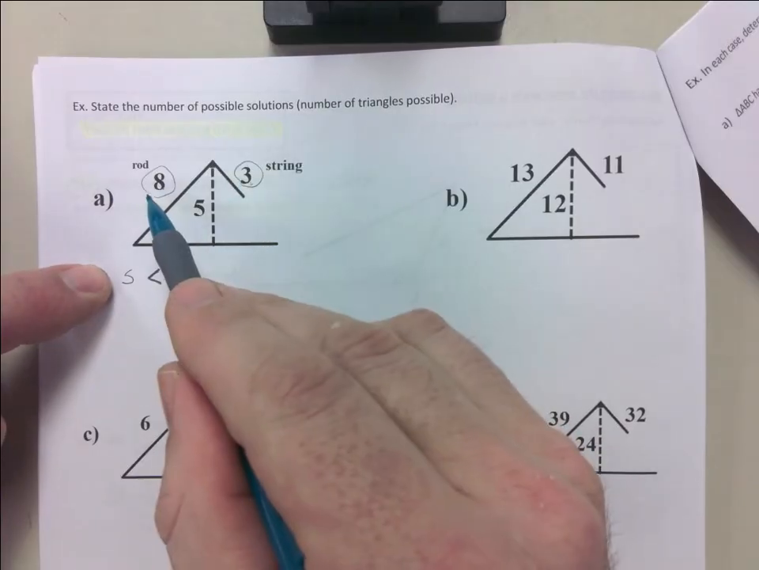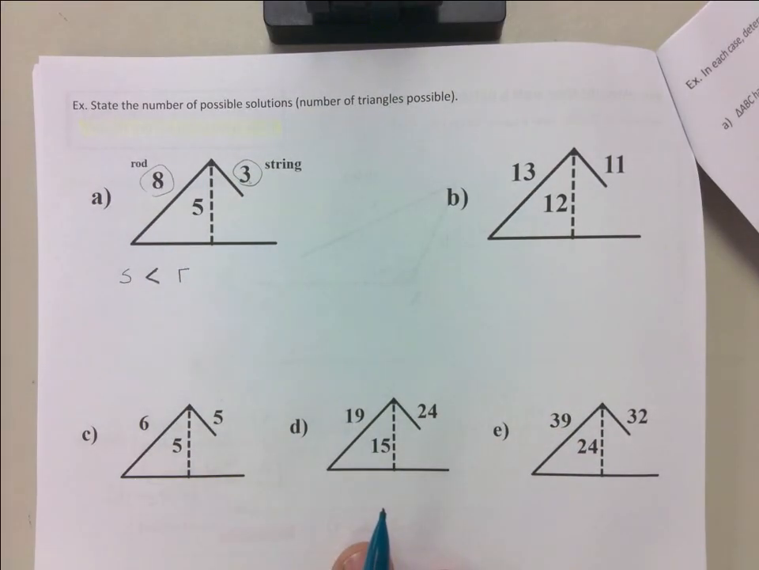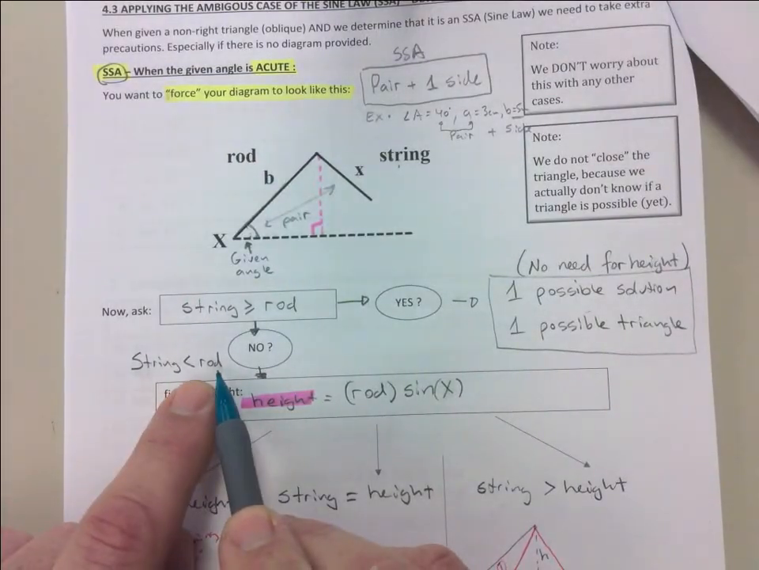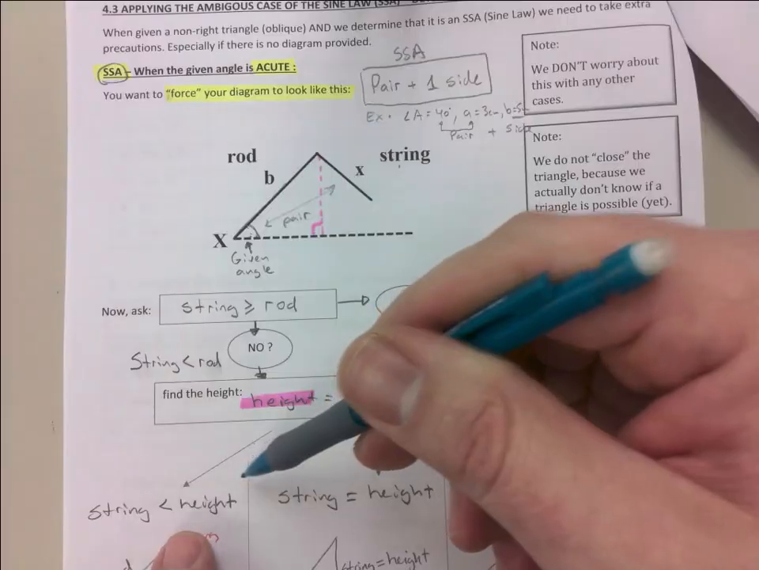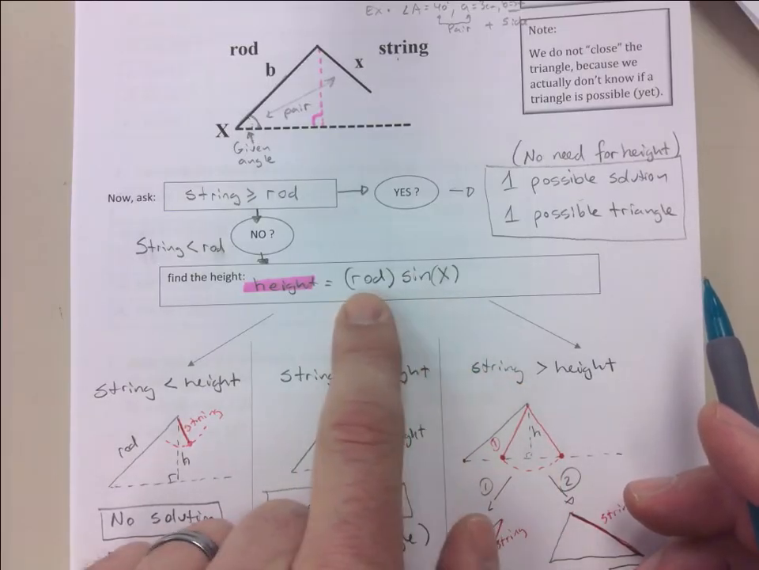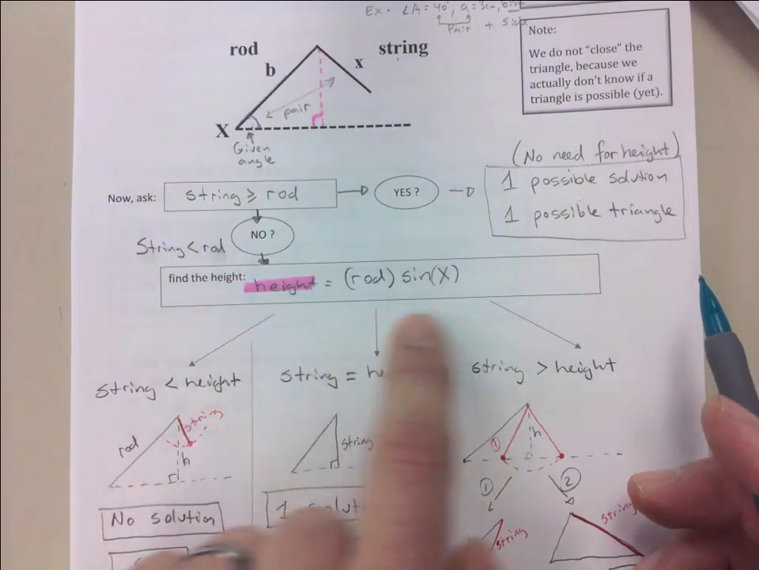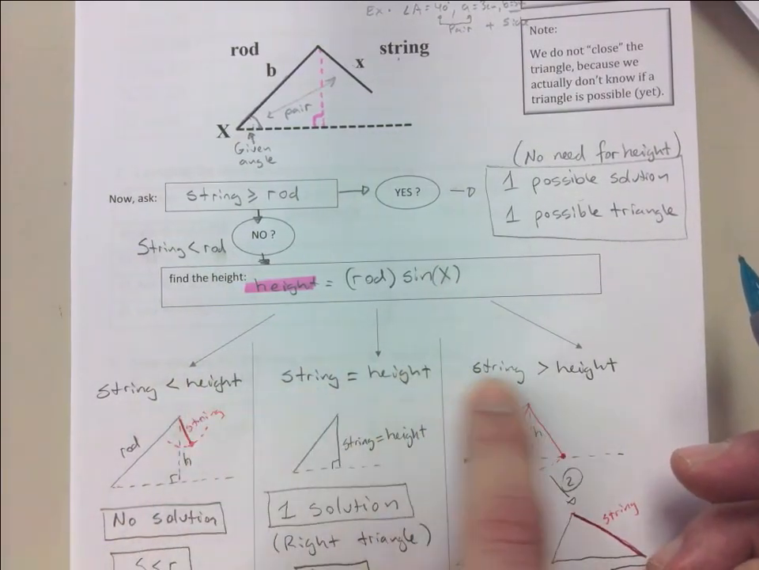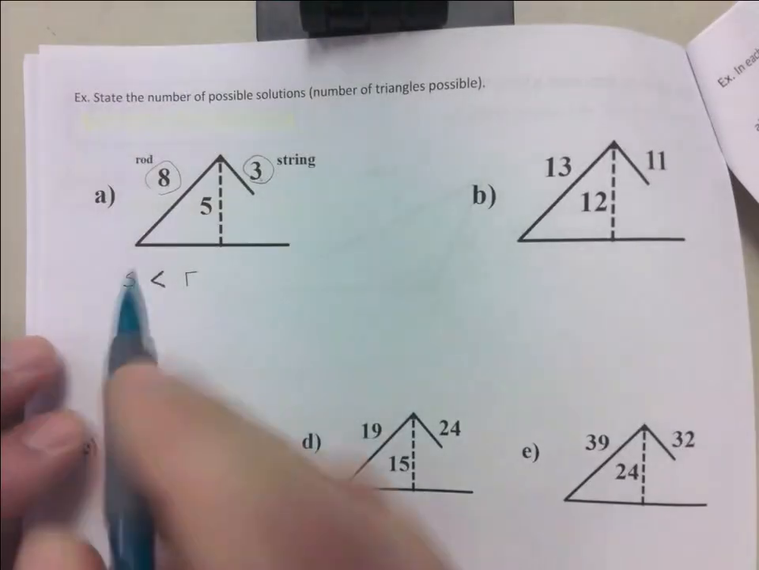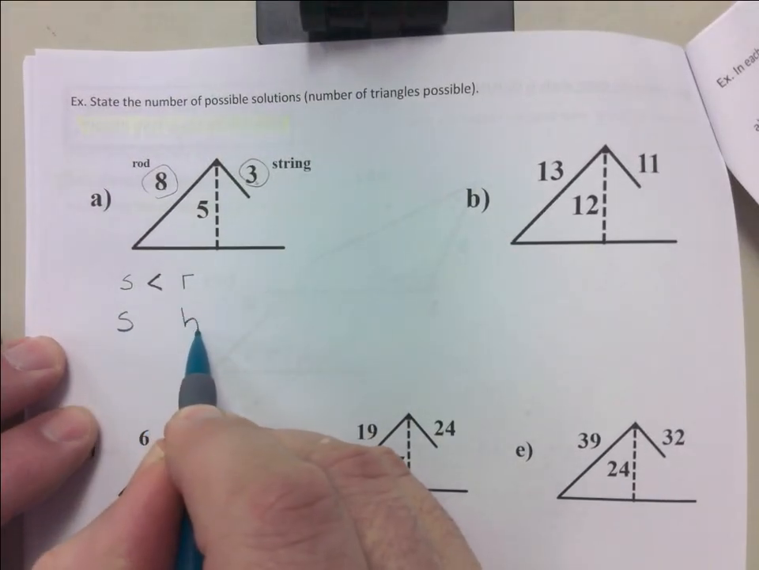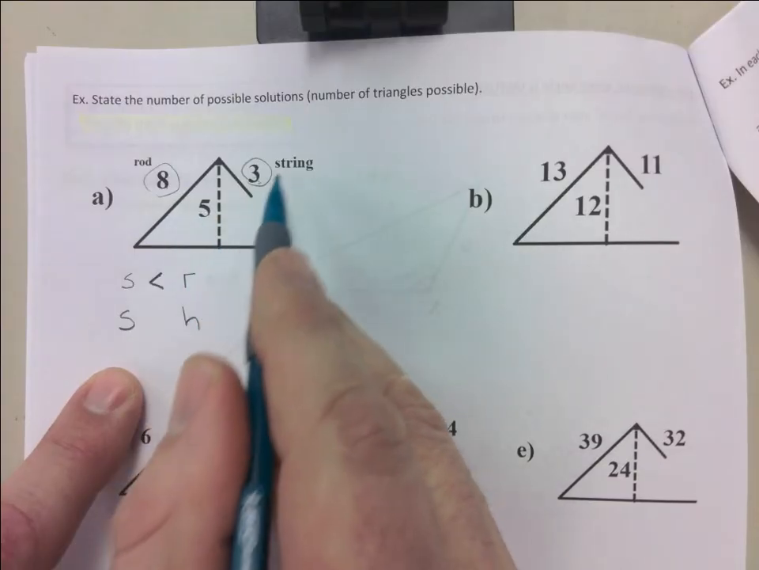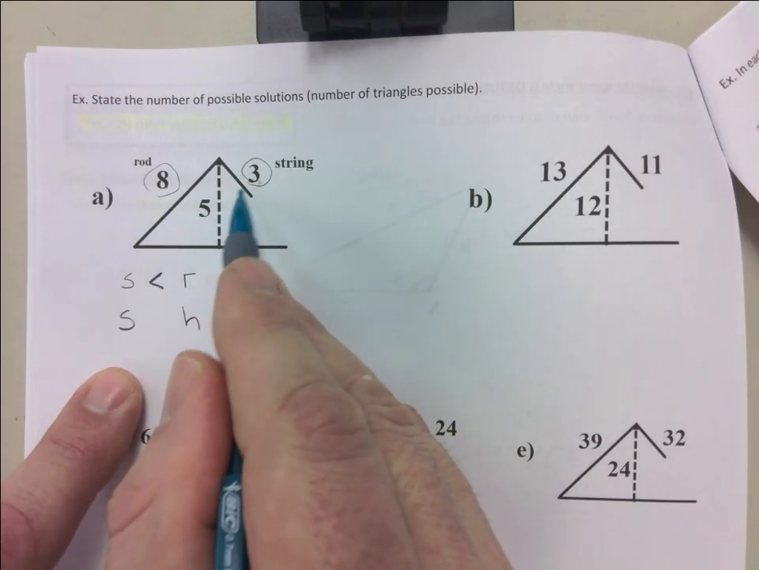If the string is shorter than the rod, I'm going to take you back to 103. If the string is shorter than the rod, then you have to compare the string to the height now. I already calculated the height for you, so you don't need to do this part. You just need to tell me in which of these three camps we fall. We're going to now compare the string and the height. What do we know about the string and the height? The string is shorter than the height numerically, right?